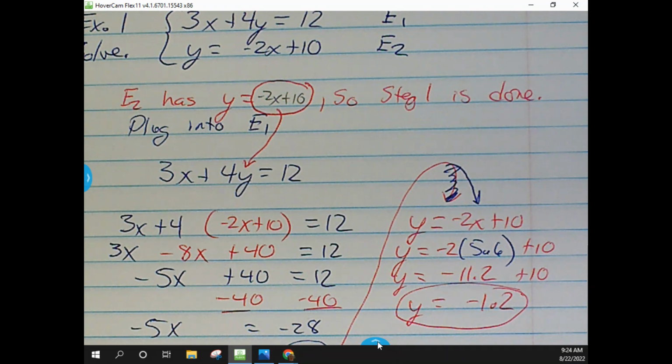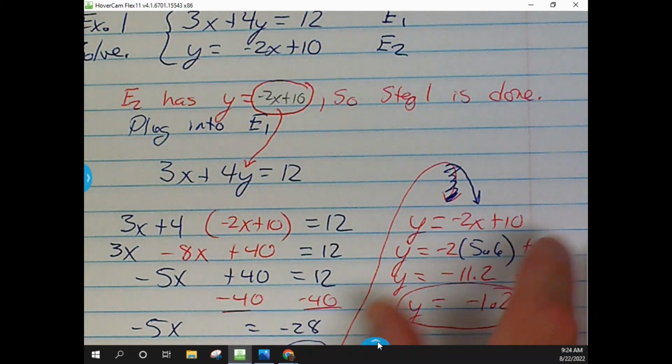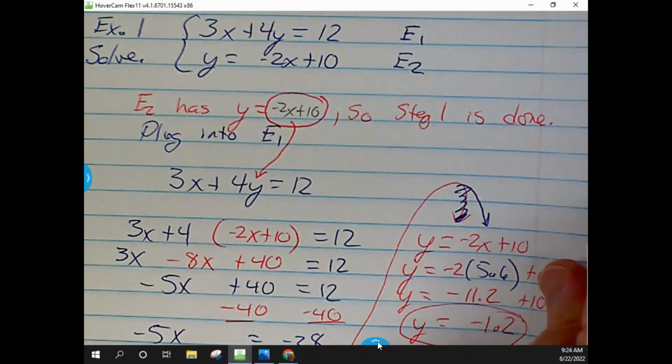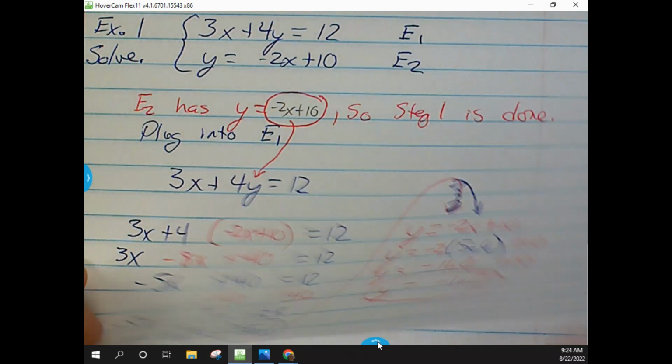All right, now let me show you one just in case you would do this, just to show you how it would look. But you don't have to do it this way. I just want to show you one just in case here.